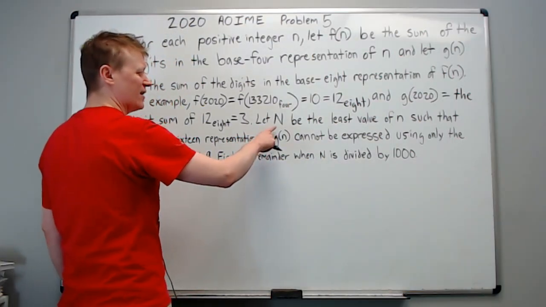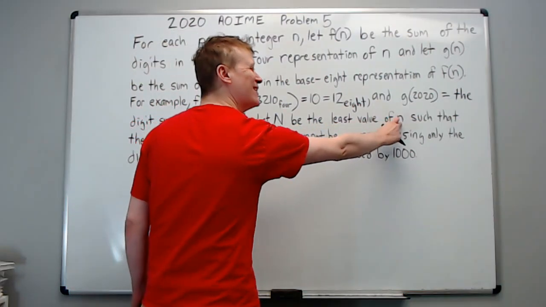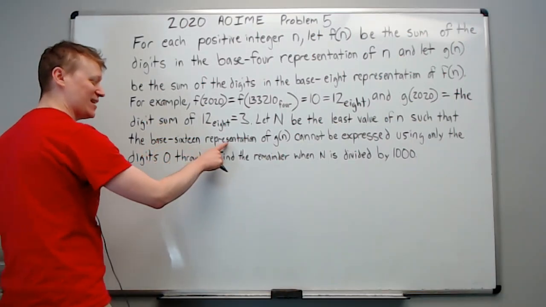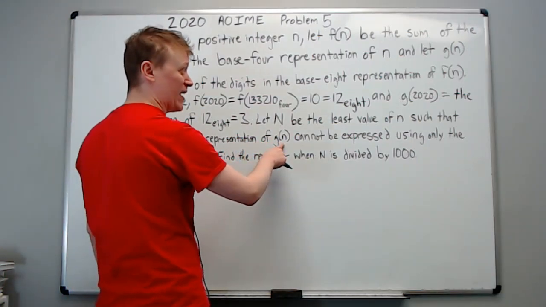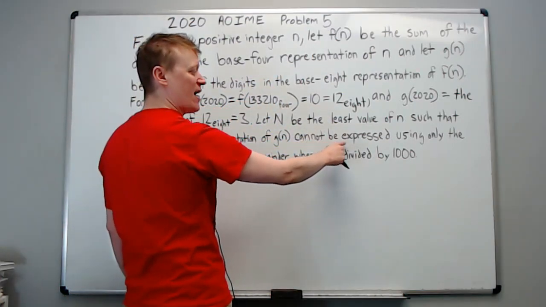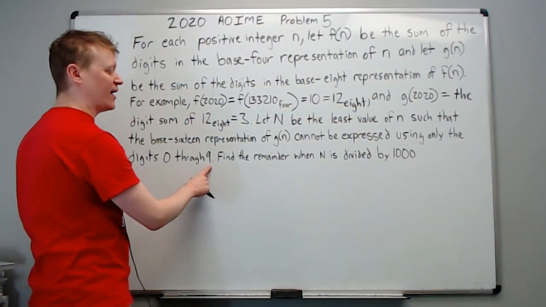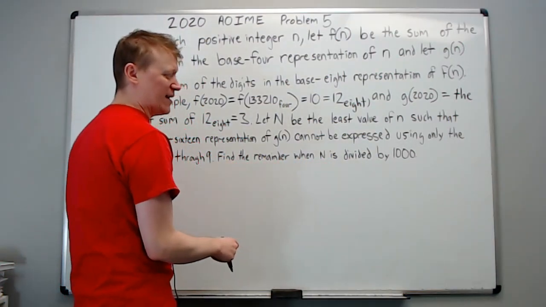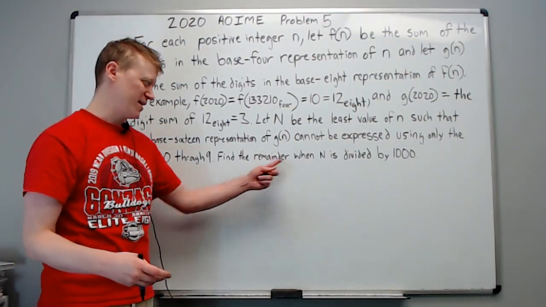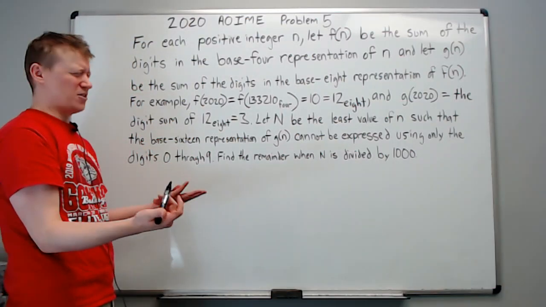So let n, capital N, be the least value of little n such that the base 16 representation of g of n, again, g of n is the last result of that process, cannot be expressed using only the digits 0 through 9. Find the remainder when N is divided by 1,000. Basically find N or something close to it where we can accomplish the final sentence. What does it mean, not the digits? Aren't those the only digits?